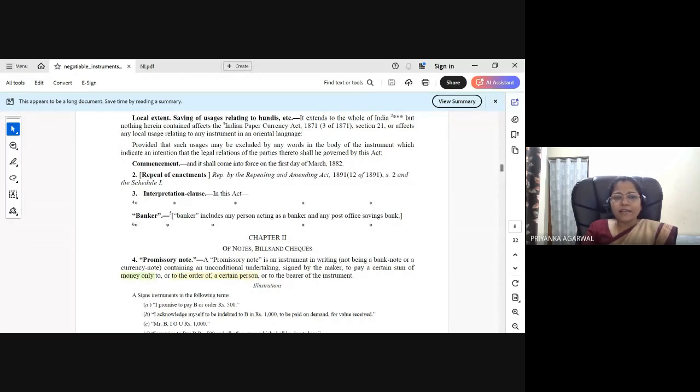So can anybody tell me which negotiable instruments I have mentioned that are not regulated by the NI Act?